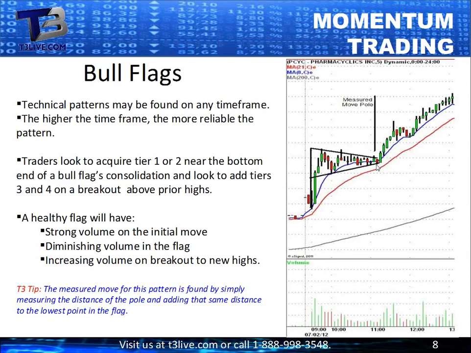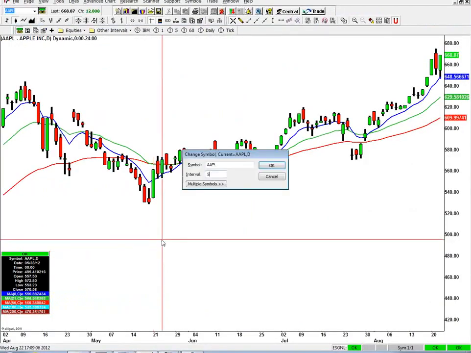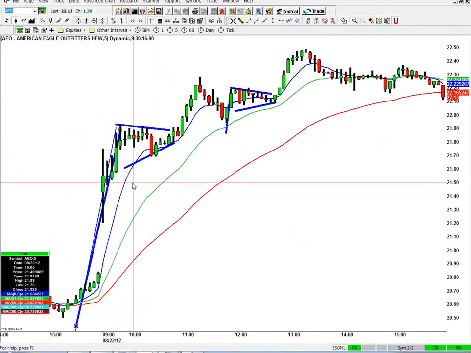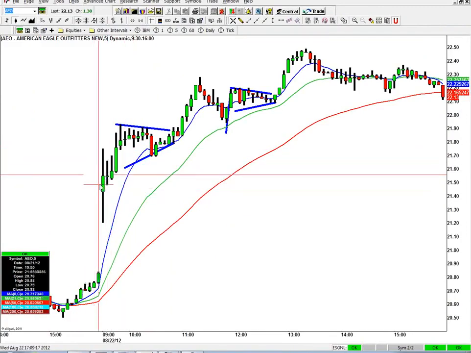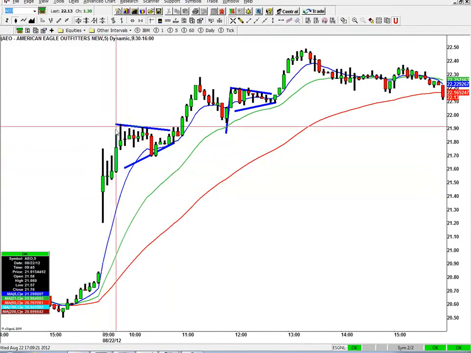Okay. So another question on flags: is the pole made up of one bar? No, the pole can be made up of many bars, gang. Let's go back to my charts, and I'll show you. Let me find that AEO. Let's do a 5-minute. Here's the pole on AEO. You have your move, green, 1, 2, 3, 4, 5 bars basically set up the first bull flag.